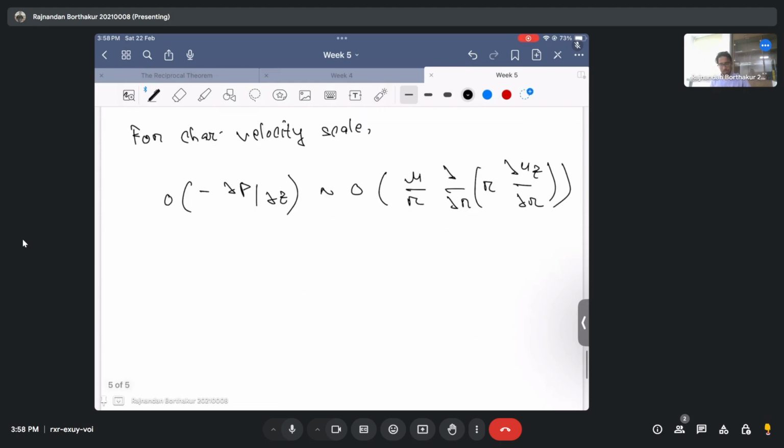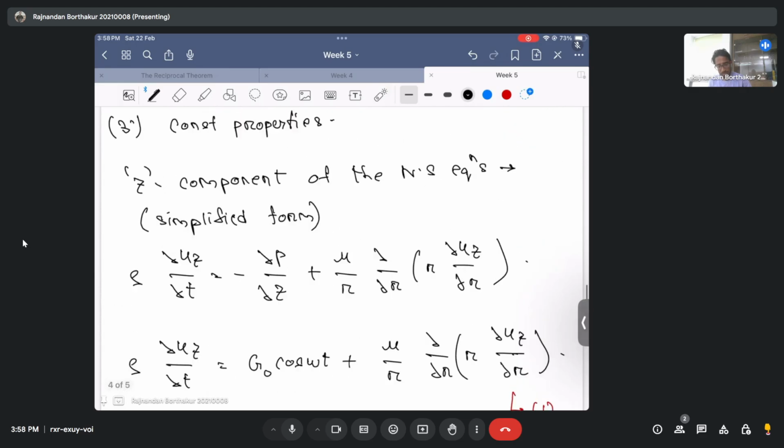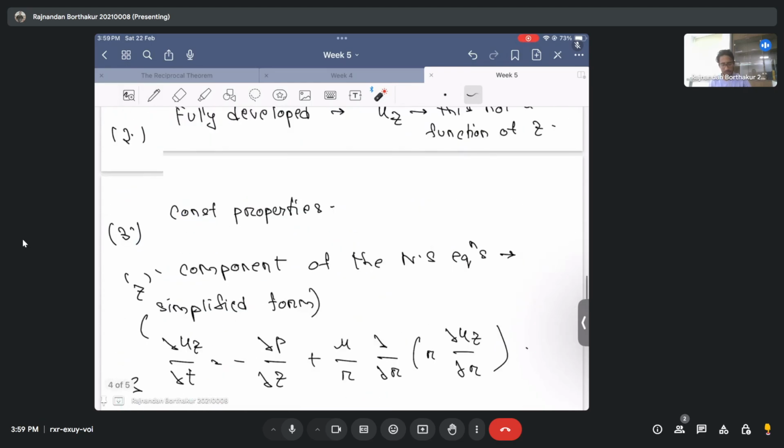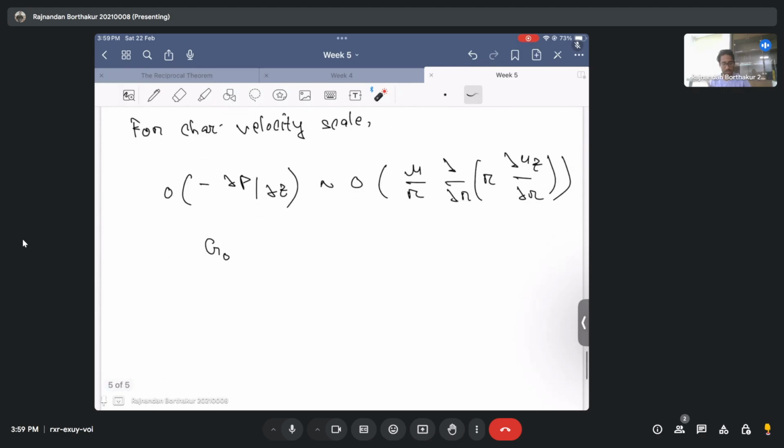Okay. And I know that the order of magnitude of minus del p by del z is just g naught. This is because the applied pressure gradient is equal to g naught cos omega t, but cos omega t is just a periodic term, which will oscillate between +1 and -1, which means that the rough ballpark figure of dp by dz will be dictated by its amplitude g naught. It is the amplitude which will dictate the ballpark figure of the magnitude of the applied pressure gradient, and that's why we say that dp by dz will just scale as g naught.